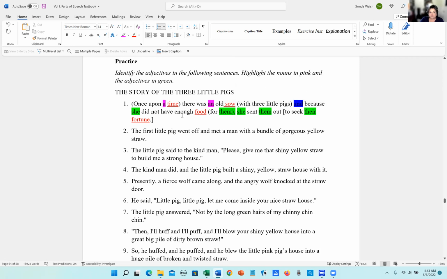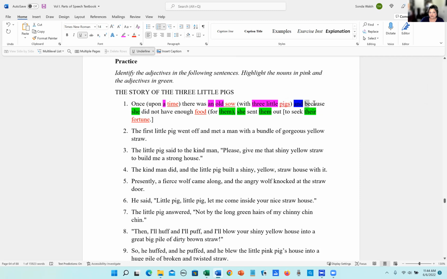That's all. Okay. So once upon, those are prepositions. It really should actually be this way. Once tells when, so upon a time, that's a prepositional phrase. And old, there's an adjective right there. Old tells what kind of a sow. And three little tells what kind, how many and what kind of pigs. And I didn't even highlight that one, did I?